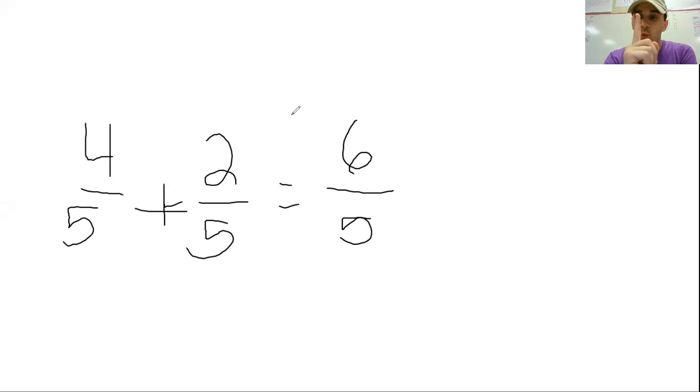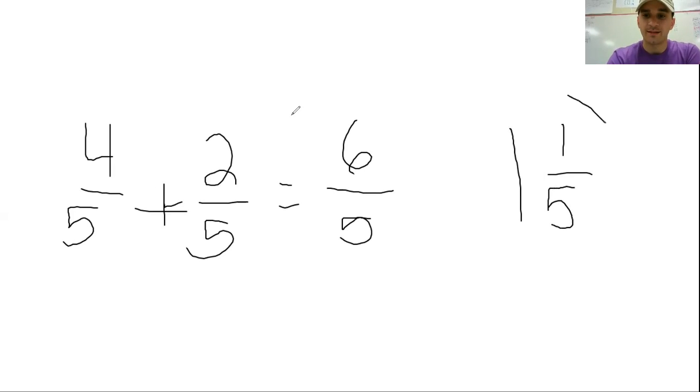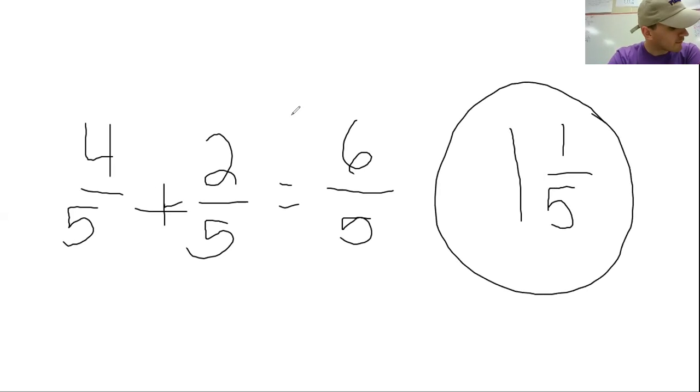5 can go into 6 one whole time, so that's my whole number. 5 times 1 got me to 5. I need to get to 6. The remainder would be 1, which becomes my numerator. Denominator does not change. That would give me 1 and 1/5, which would give you the answer choice of C. So that one's maybe like an easier version of number 2. You didn't have to simplify anything. You got an answer, and boom, it's up there.